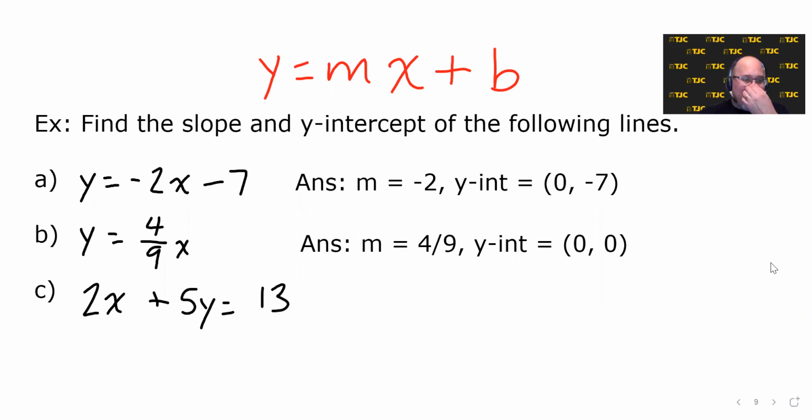But what about c, 2x plus 5y equals 13? Now, if you said the slope was 2 and the y-intercept was 13, no and no. Why? Well, look at the equation and look at slope-intercept form. These are not the same forms. In fact, part C is in standard form, ax plus by equals c. So why is it not in slope-intercept form? What's wrong with it structurally?